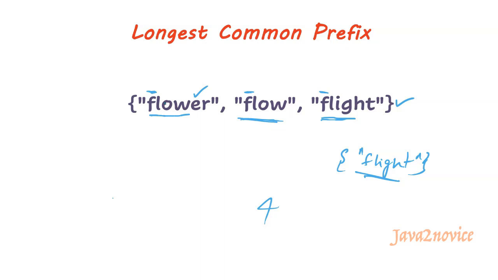Now, in the next iteration, we will take the second character for comparison. The second character is L. It is also matching with the other two strings' second character. We will move to the next iteration. In the next iteration, the character is O. It is matching with the second input string, but it is not matching here. During these iterations, if you find any character mismatch, then the common prefix is till the previous index. You can break the loop and return the result. In our case, the result is FL. Just return it back.